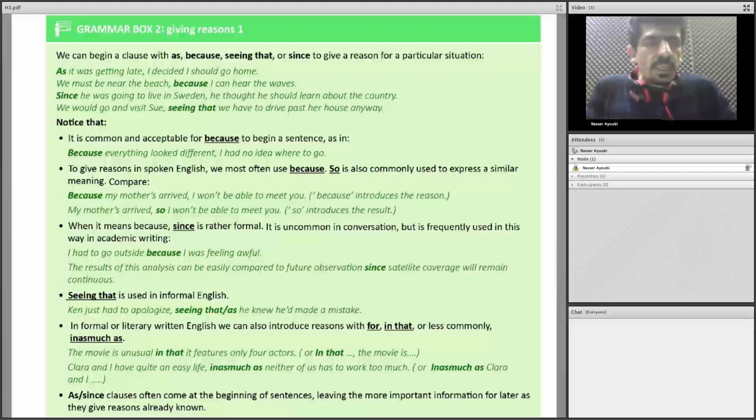We can begin a clause with as, because, seeing that, or since, to give a reason for a particular situation. For example, as it was getting late, I decided I should go home. We must be near the beach because I can hear the waves. Since he was going to live in Sweden, he thought he should learn about the country. We would go and visit Sue, seeing that we have to drive past her house anyway. Seeing that, or seeing as.